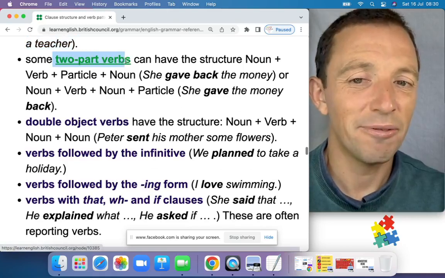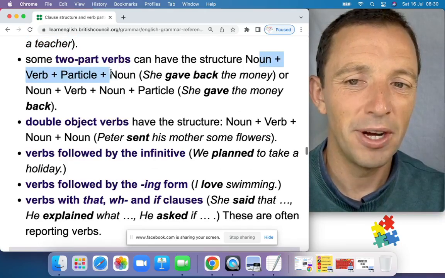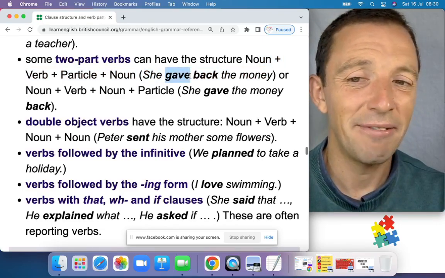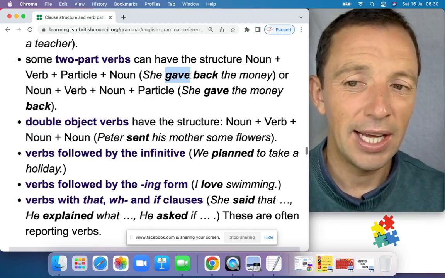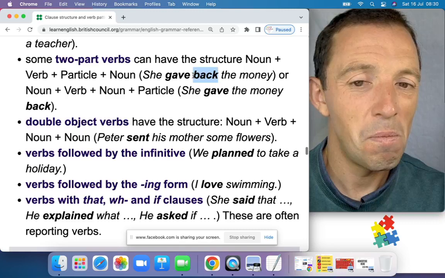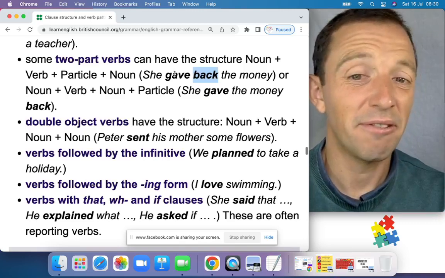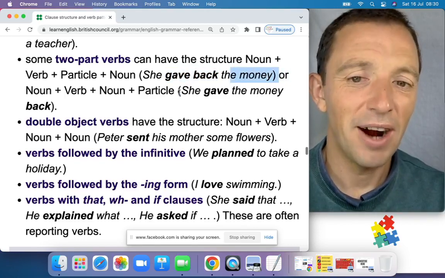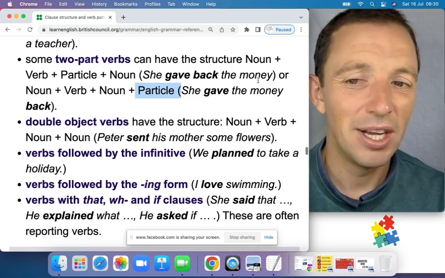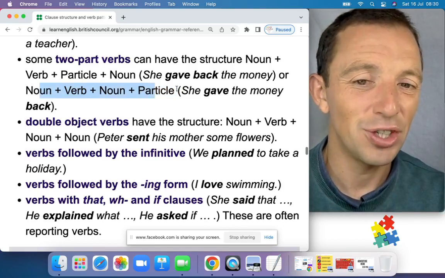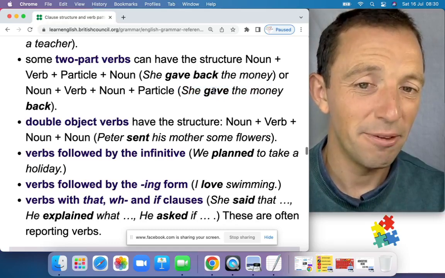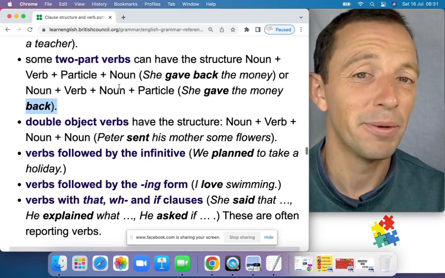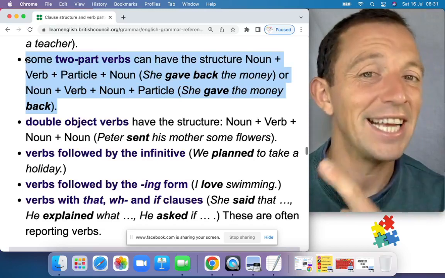Some two-part verbs can have the structure noun, verb, particle, and noun. So for example, she gave back the money. She is the subject, give is the verb, and the particle back is an adjective. So like a phrasal verb maybe. She gave back the money. Or, yes, a particle is considered a preposition, I think, in this particular example. Or noun, verb, noun, particle. She gave the money back. Subject, verb, object, particle, preposition, phrasal verb. So I think this is specifically connected to phrasal verbs.